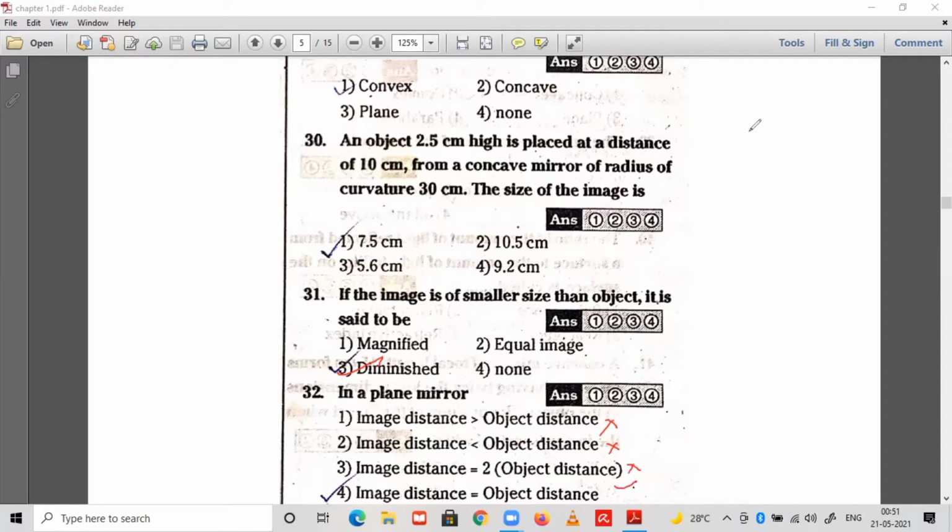Already in part 1 we also discussed the image characteristics in case of the plane mirror: object distance is equal to image distance, height of the object is equal to height of the image, laterally inverted, virtual, and erect. These are all the image characteristics in case of the plane mirror. I hope all of you understood.